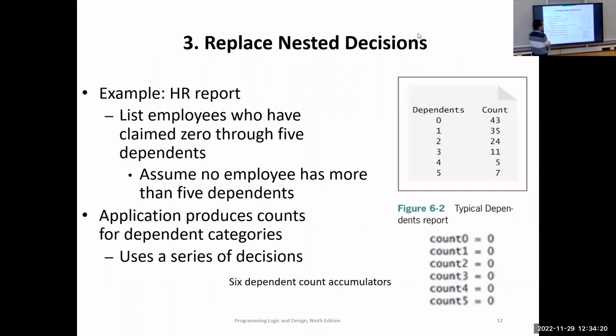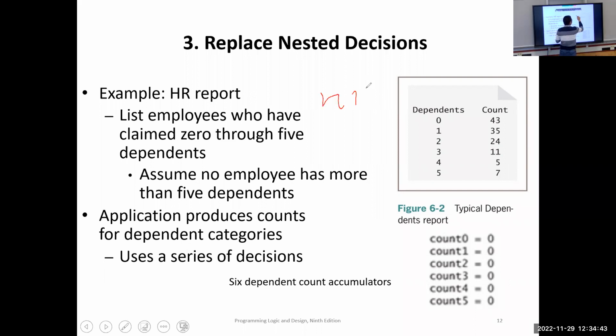Now, the third application is that you can use an array to replace the negative decision. Now think about this one. You are working in the HR department, right? You need to make a report, and you have to list all the employees who have a claim of 0 to 5 dependents. So think about what's your name? You can record your name. My name is Hieu Tran here.